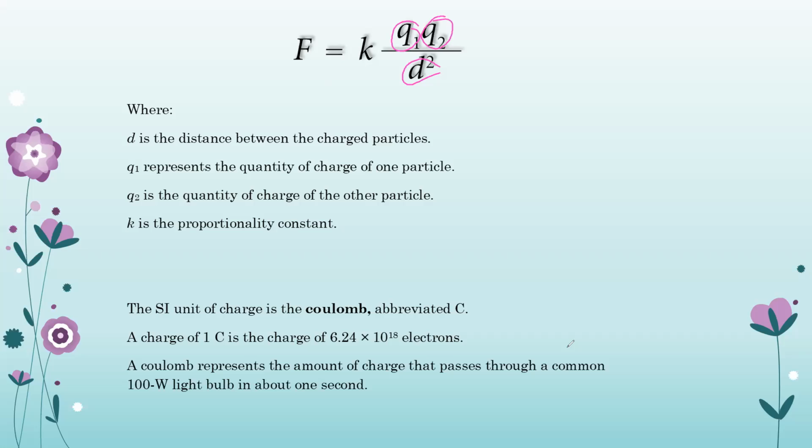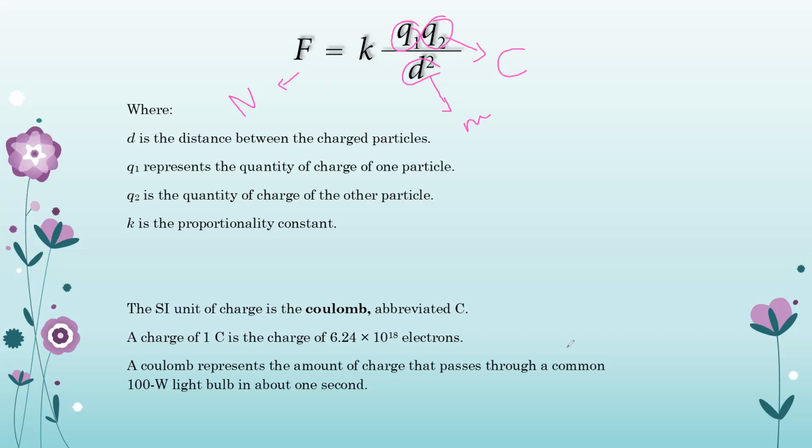Now, let's talk about the units, starting with the SI unit of charge. For the force, as you know, it is in newtons. For d, it must be in meters. Now, what about the unit of the charge? For the masses, we said it's in kilograms. The SI unit for charge is C, or we say coulomb. Like I say, I have 5 times 10 to the power 5 coulombs. This is the quantity of the first charge, or the quantity of the second charge.